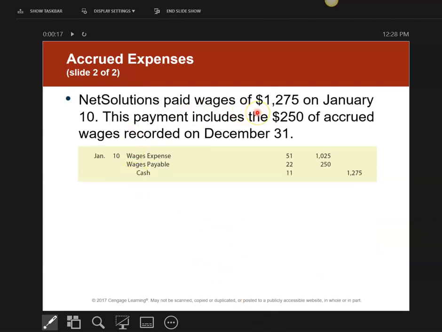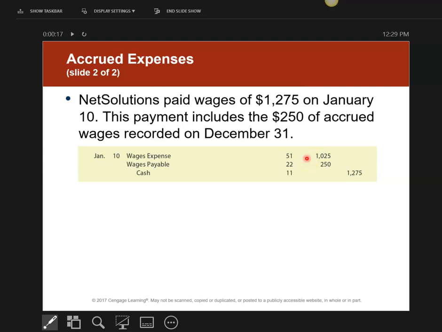I pay $1,275 out for wages. This included $250 for the December wages. So here's my journal entry. This is not an adjusting entry because this involves cash. So I'm debiting the wages payable, which represented December's wages or December's expense, and I'm debiting wage expense for January.